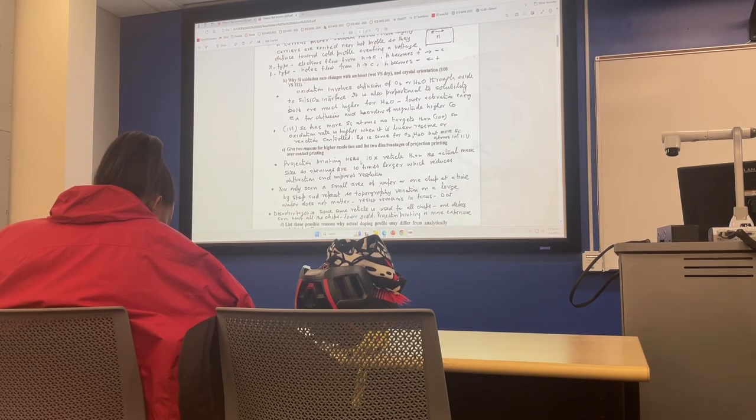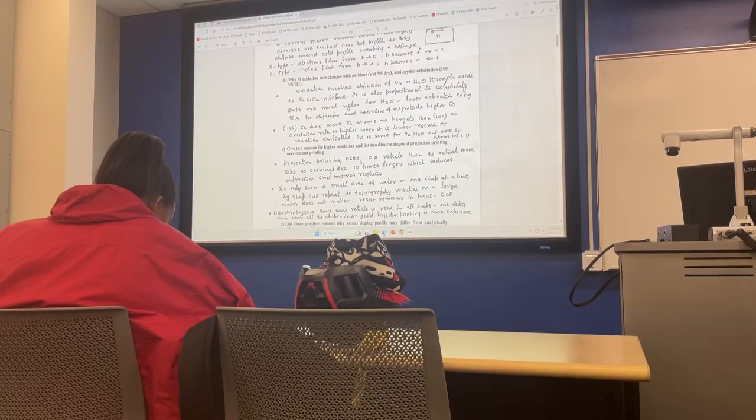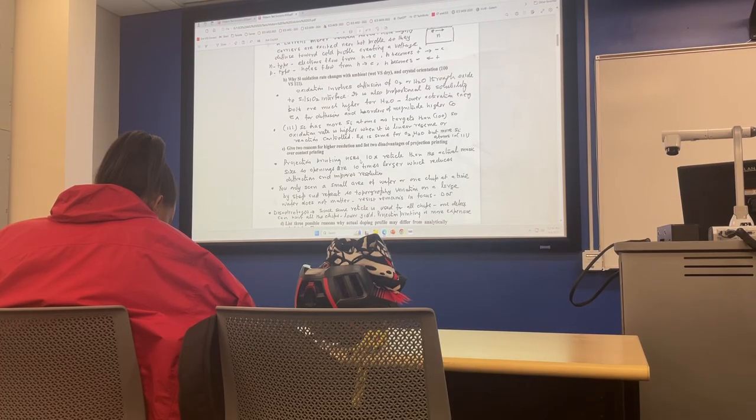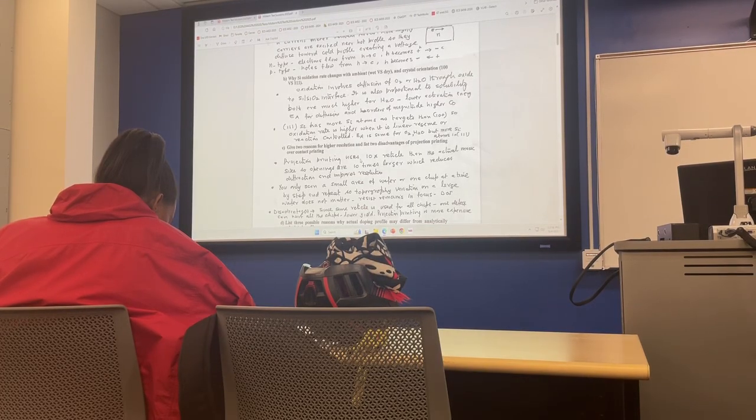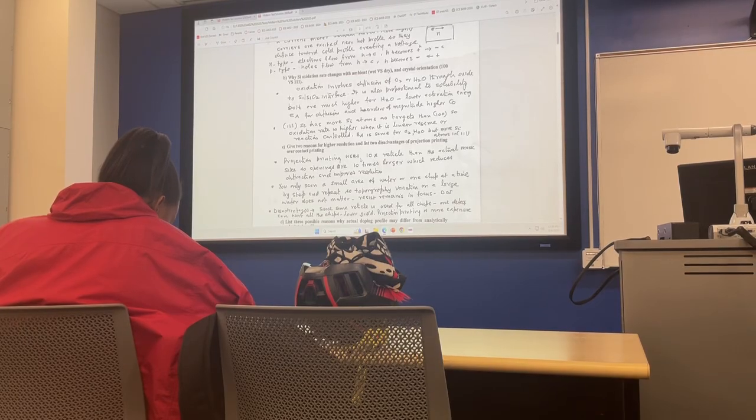So a smaller area scan, which is step and repeat, improves the resolution because of insensitivity to topography.